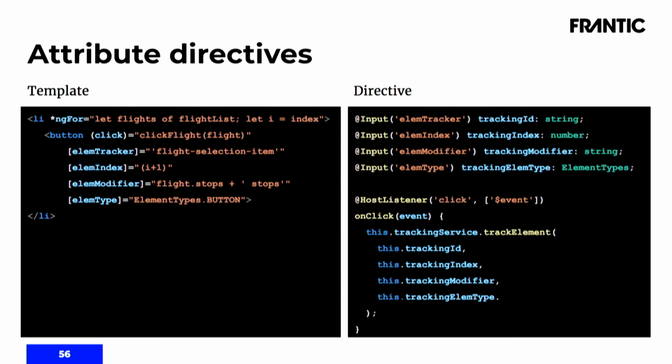So with the directive, you can basically attach it to the component, or in this case, it's just a normal button node. But you can supply inputs to this directive, and by using the host listener on the existing event bindings that the component has, in this case a click method, we can use that to fire a function from the tracking service and send the data there.